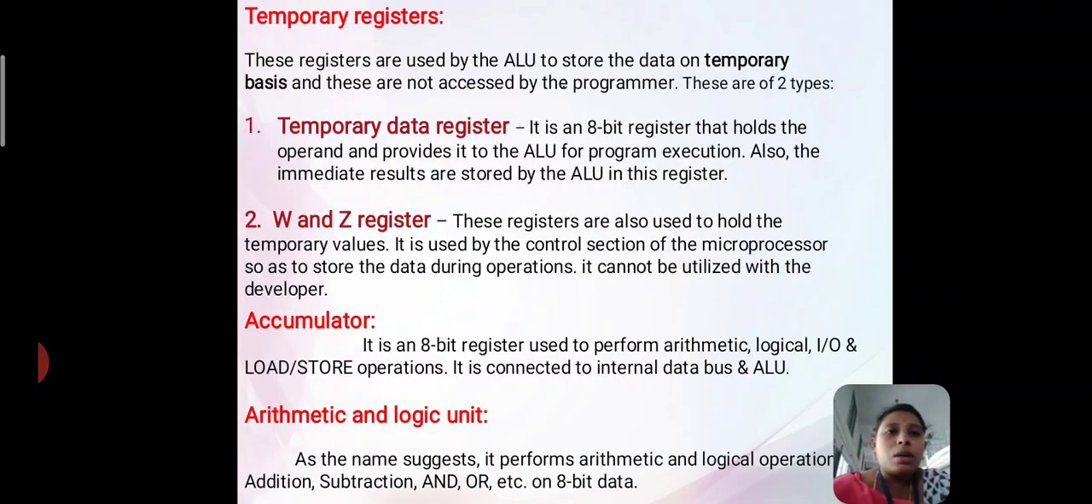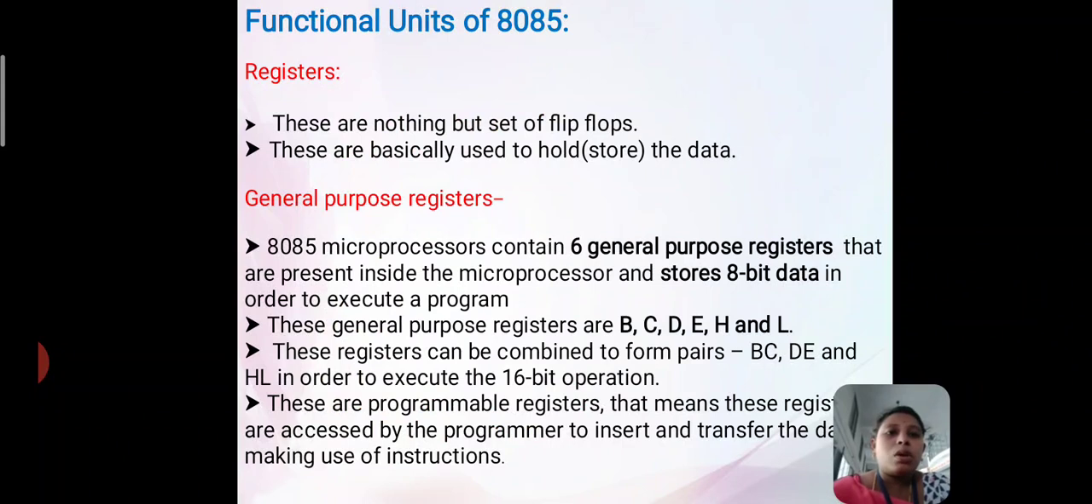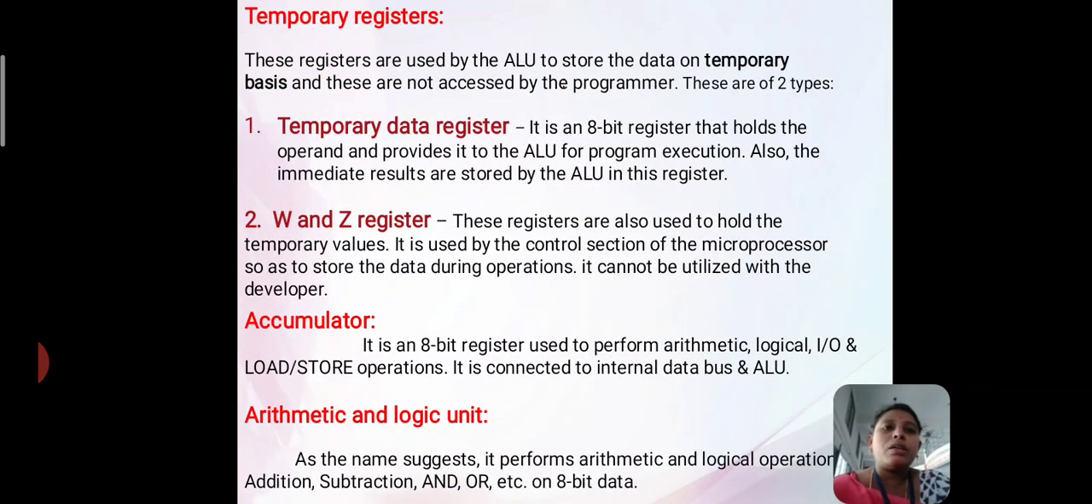Later we see temporary registers. These registers are used by the ALU to store the data on a temporary basis, and these are not accessed by the programmer. General purpose registers are actually programmable registers, meaning these are accessed by the programmer, but temporary registers are only for ALU purposes, and these are not accessed by the programmer.